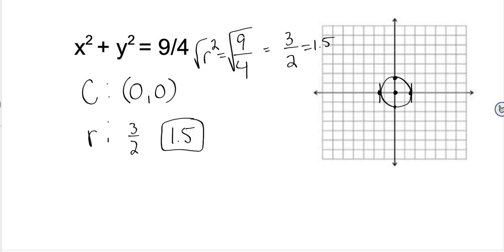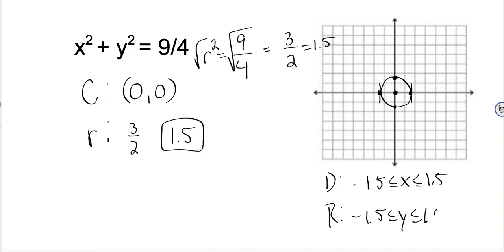If we wanted to do domain and range, we just look at this. We're going from here to here, so the domain is from negative 1.5 to 1.5. And range is the same thing, because we're going from those 1.5s to negative 1.5s. If it asks for domain and range, you can write domain and range. Otherwise, you probably don't need it.